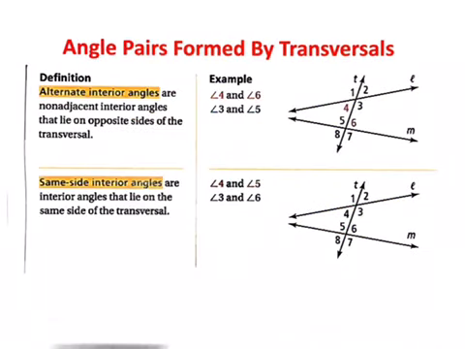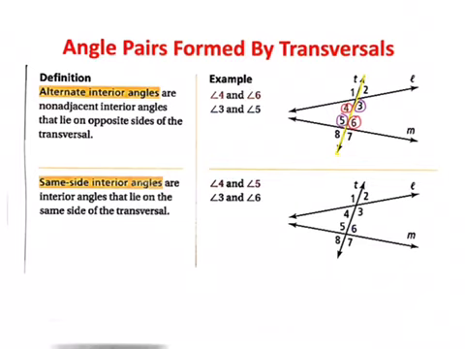Alternate interior angles are non-adjacent interior angles that lie on opposite sides of the transversal. So opposite sides of the transversal, so keep in mind T is our transversal here. So that means our alternate interior would be 4 and 6, or in this case 5 and 3. They're on opposite sides and they're in the interior, alternate interior angles.